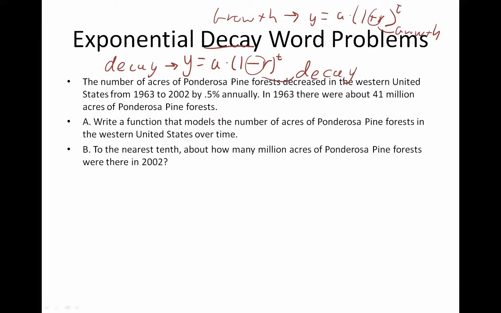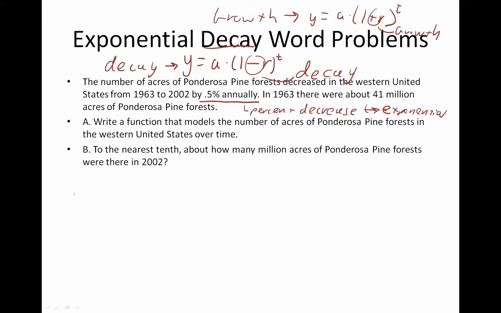So let's go ahead and do this example together here. The number of acres of ponderosa pine forests decreased in the western United States from 1963 to 2002 by 0.5% annually, right? Notice percent decrease. Again, to point it out, percent decrease is what tells us that this is exponential. Okay, in 1963, there were about 41 million acres of ponderosa pine forests.